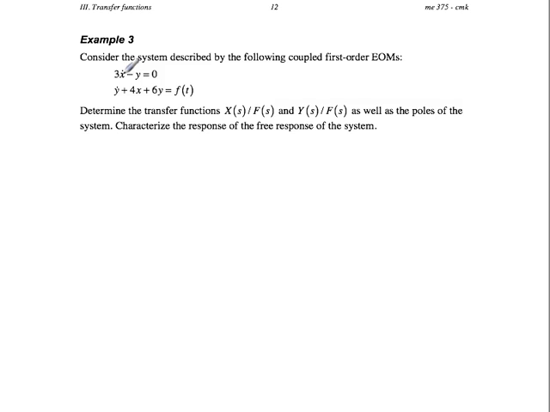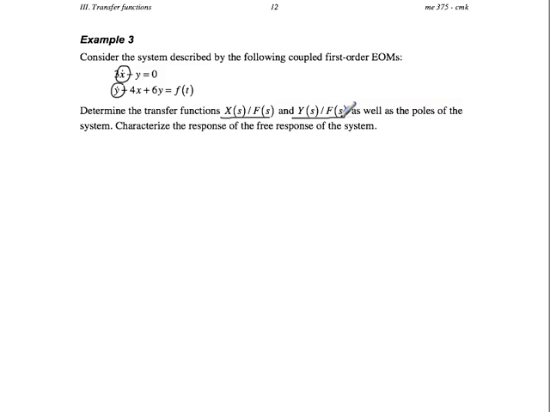And again, they're first order, based on the fact that the highest order derivative in each one is 1, the first one having an x dot, the second a y dot. What we want to do is find the transfer function that relates x to f. We want to find the transfer function that relates y to f, as well as the poles of the transfer function. We want to characterize the free response in the system from what we know about the poles of the transfer function.